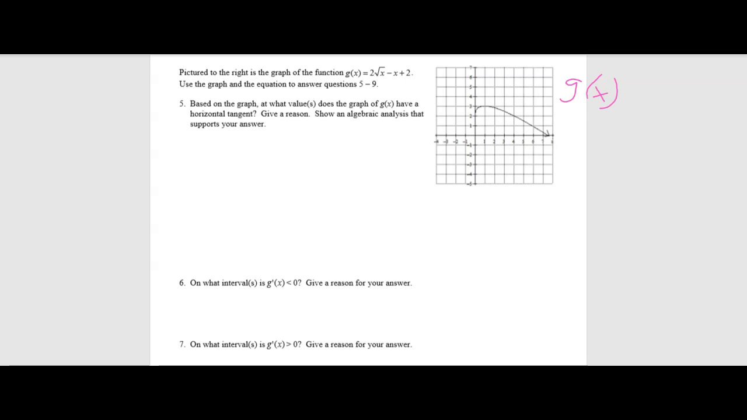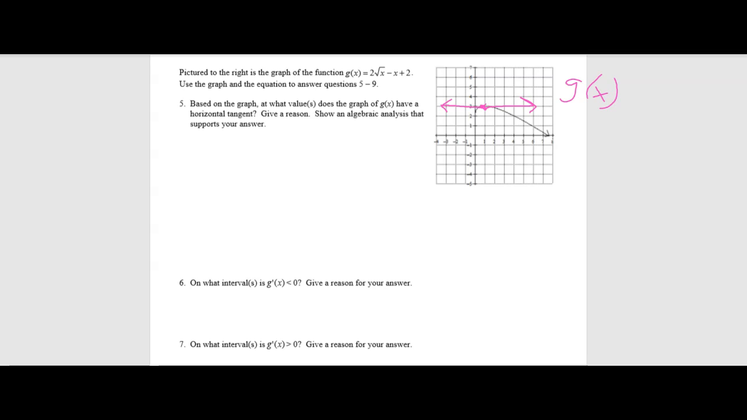And the first question asks us, based on the graph, at what value or values does a graph have a horizontal tangent? Give a reason and show algebraic analysis that supports your answer. So we just need to figure out where it looks like we could draw a horizontal tangent line. And it looks like the only spot is right at x equals 1. Certainly looks like there is a horizontal tangent there.